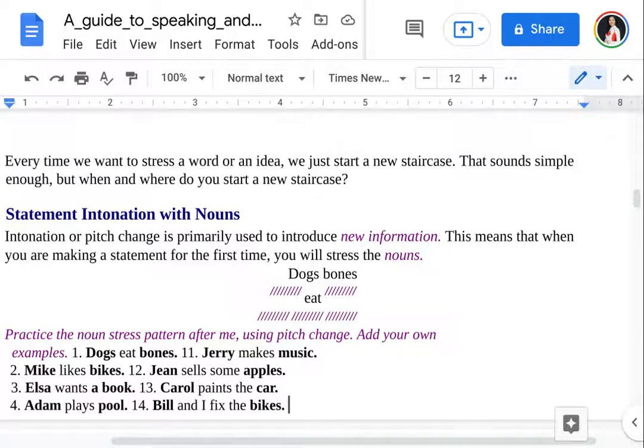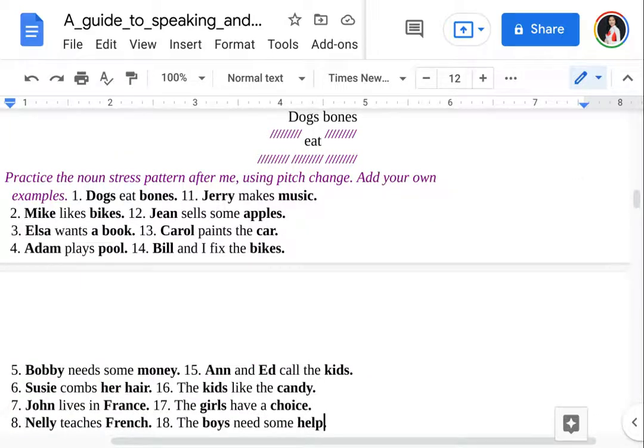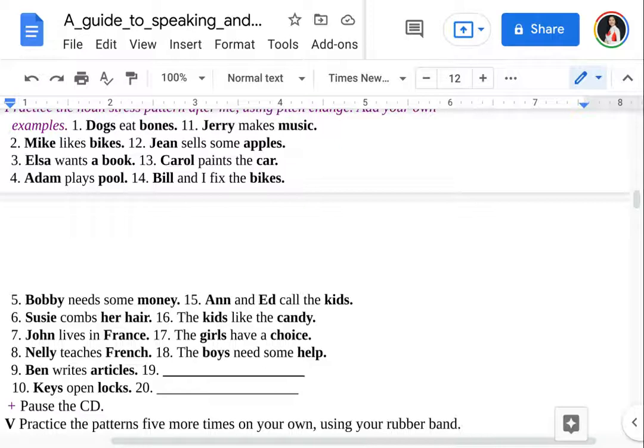Exercise 1-2. Noun intonation. Practice the noun stress pattern after me using pitch change. Add your own examples at the end. 1. Dogs eat bones. 2. Mike likes bikes. 3. Elsa wants a book. 4. Adam plays pool. 5. Bobby needs some money. 6. Susie combs her hair. 7. John lives in France. 8. Nellie teaches French. 9. Ben writes articles. 10. Keys open locks.